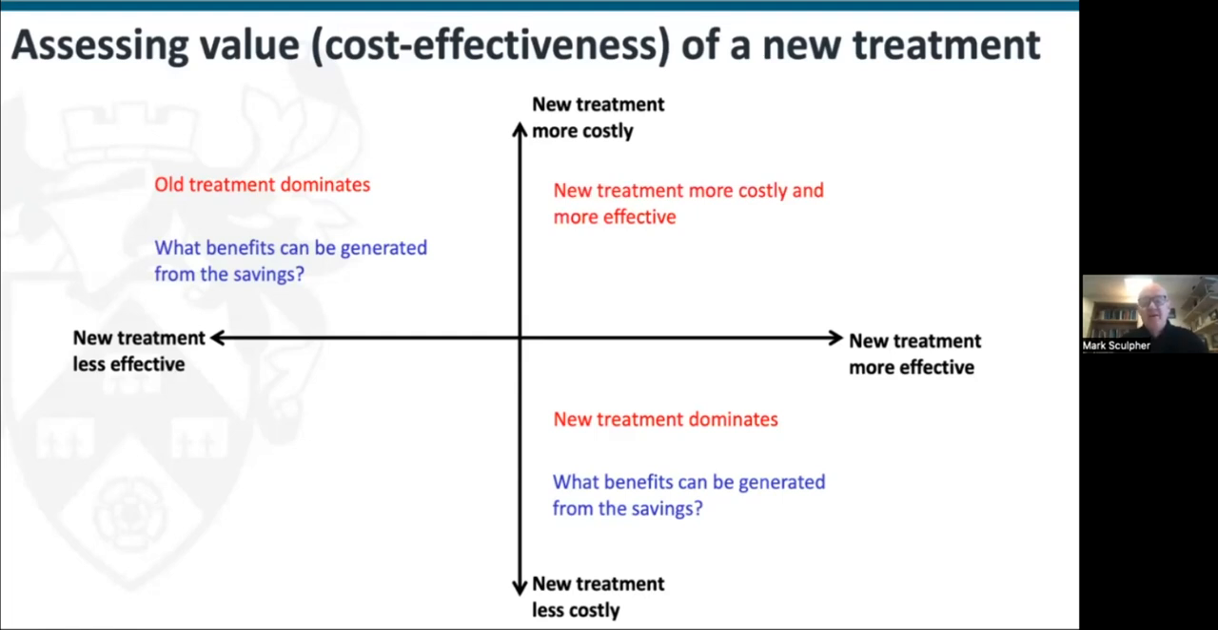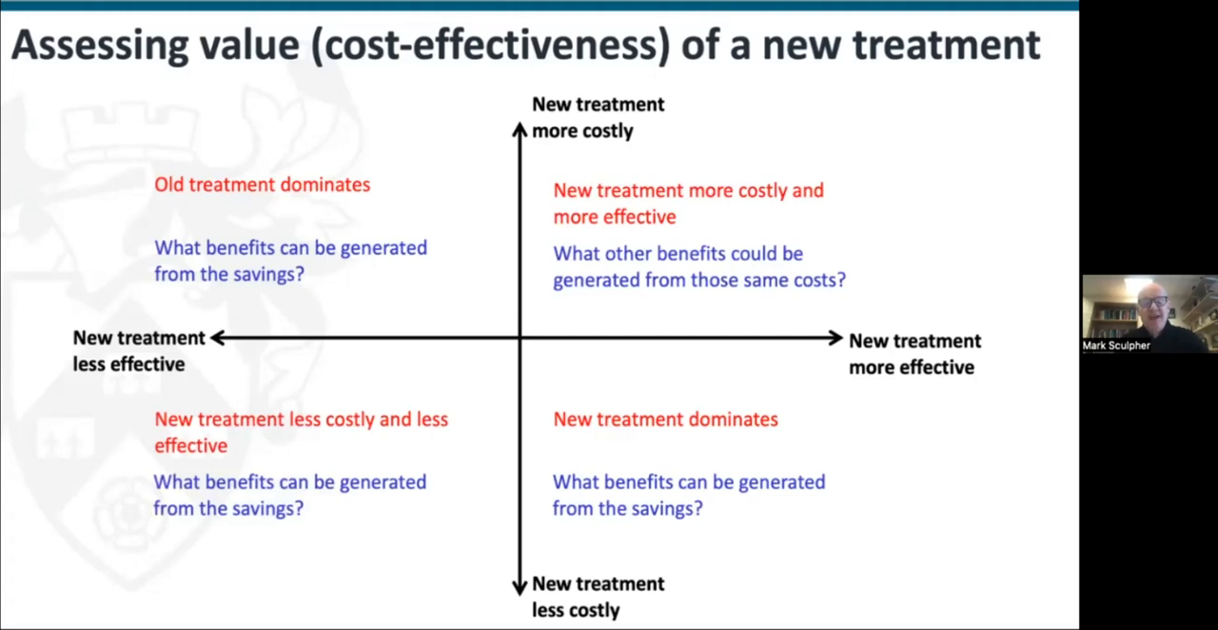And then we have two more difficult quadrants. We have the top right-hand quadrant, where the new treatment is more costly and more effective. And we have the bottom left-hand quadrant, where the new treatment is less costly and less effective. In these two quadrants, we can't say anywhere near as clearly and unequivocally as we could for the other two quadrants whether this new treatment is worth spending money on or not, because we have trade-offs in these two quadrants.